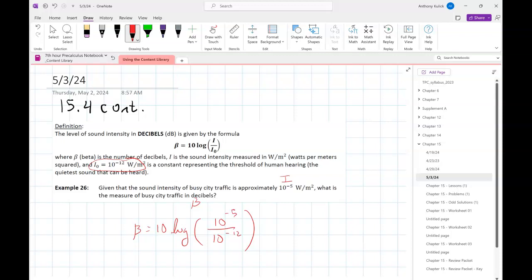Now, you could just type this into your calculator. It would not be wrong to do that from here, but we don't really need a calculator. So let's just do this by hand. How do we simplify 10 to the negative 5 over 10 to the negative 12? Do you have to do the exponents first? Not multiplying exponents here, but dividing two exponentials.